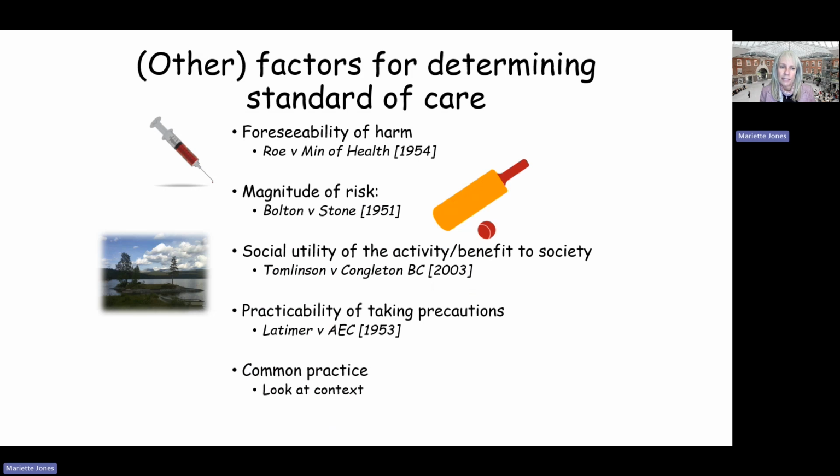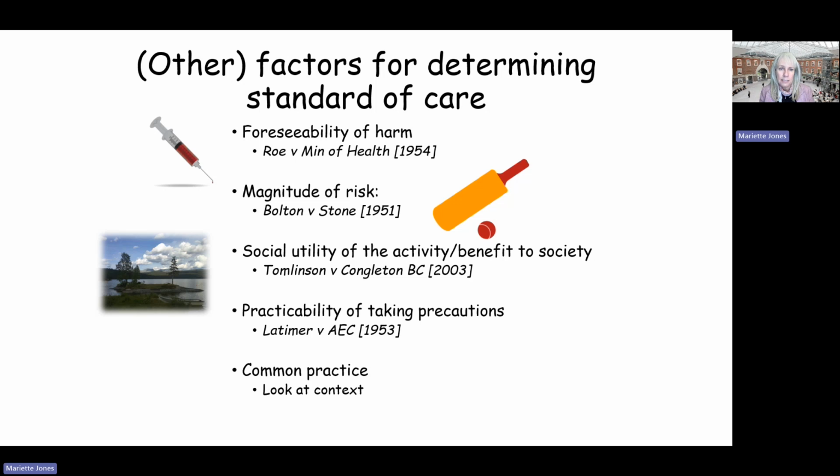Several additional factors help determine whether the defendant's conduct fell below the required standard. So these factors help to set the standard. For instance, foreseeability of harm. If the risk wasn't reasonably foreseeable, there's no breach. For example, in Roe versus Minister of Health, anaesthetic became contaminated due to a risk unknown at the time, and the defendants were not liable.